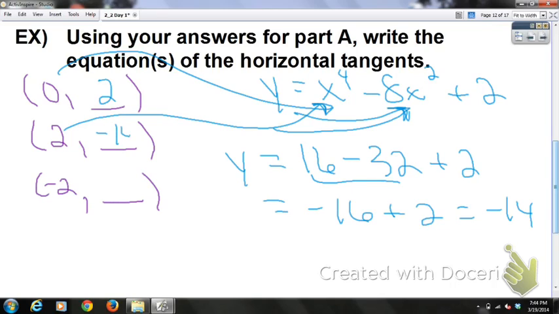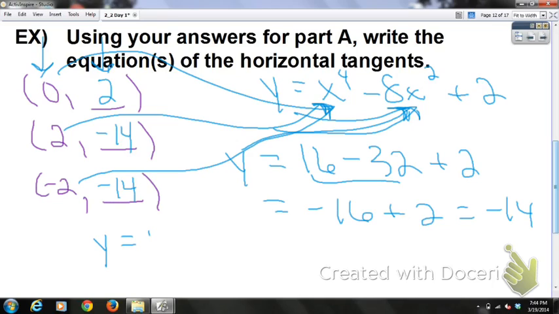Negative 14. When x is negative 2, we're going to get the same value as when x was positive 2 because of our even powers. Those negatives are going to be irrelevant. So we established that we are going to have horizontal tangents when x is equal to 0, 2, and negative 2. However, horizontal tangent lines have the equation y equals a constant. So we must find those y values. Therefore, the equations for our horizontal tangent lines are y equals 2 and y equals negative 14.